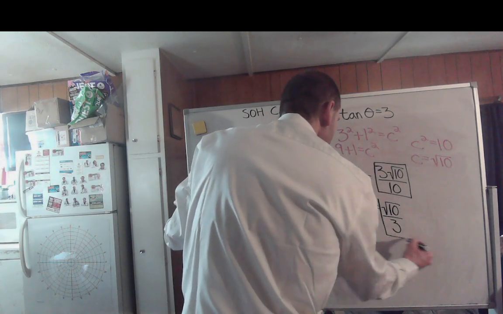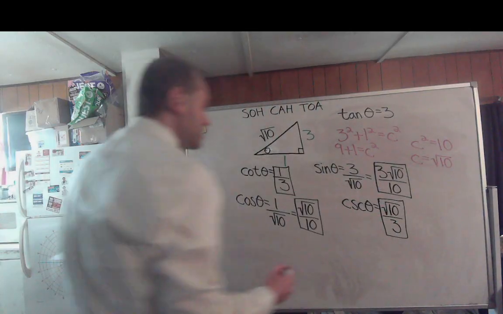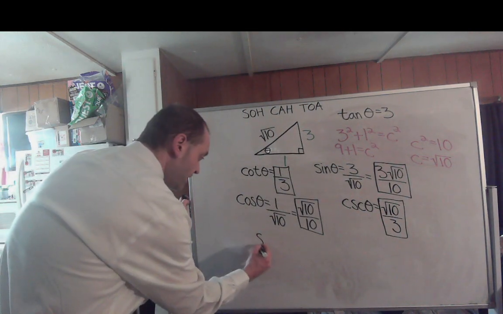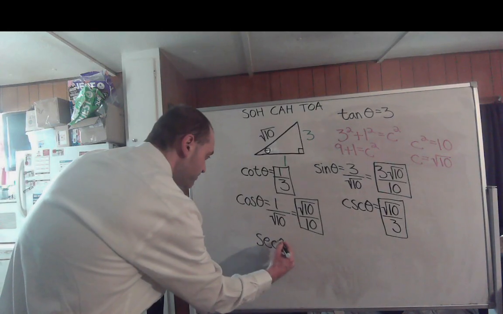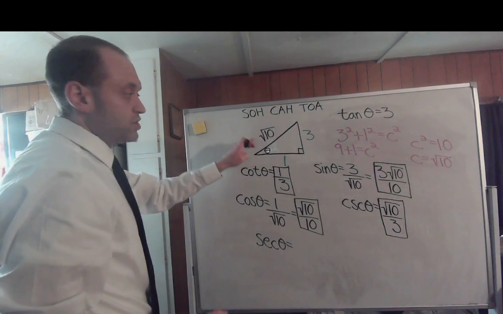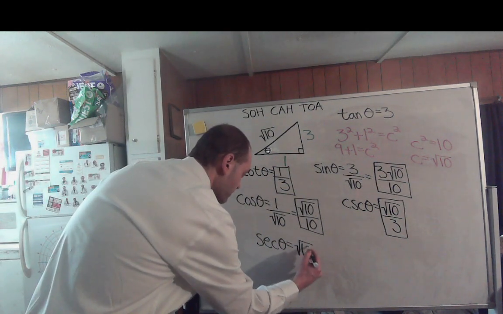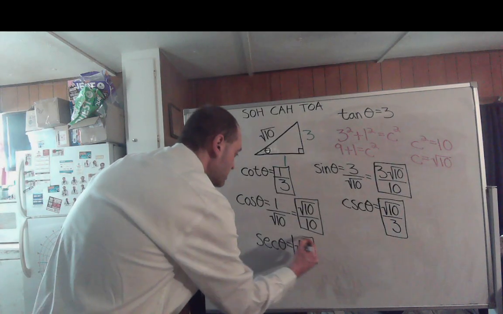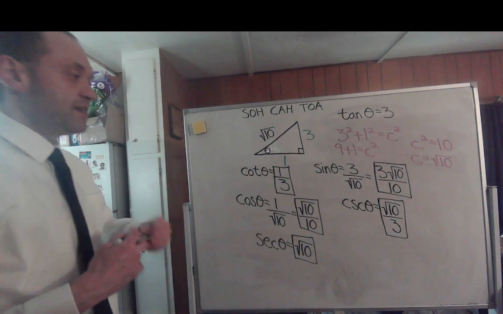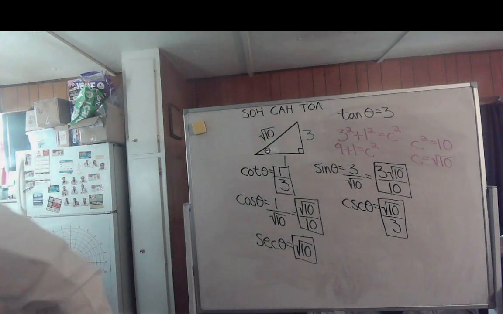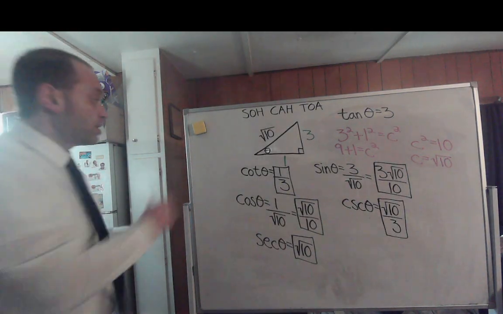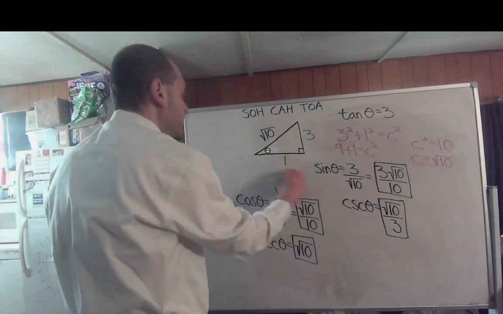That's going to end up being your cosecant. And then, of course, if you want to find your secant of theta, that is your hypotenuse over your adjacent leg. Square root of 10 over 1 is simply just the square root of 10. So those are the values of the other 5 trig functions you're looking for. I got one more, and then we're going to move on to one final part of the lesson.